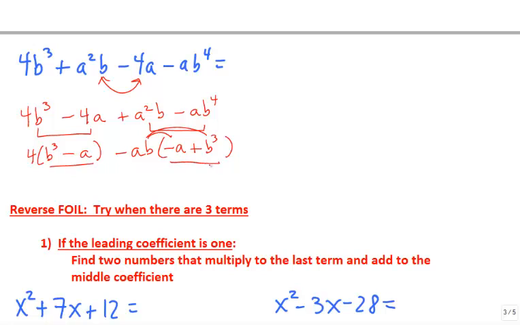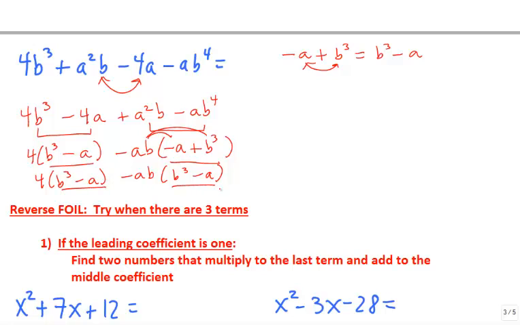So be careful here. They don't look quite the same, but remember that negative a plus b cubed is the same as b cubed minus a, if I just switch the order over that addition. Addition is commutative, so I can swap these two around, and I do get exactly the same expression here. So this is really the same as negative ab times b cubed minus a. So by pulling out that negative, I did get these two guys to match.